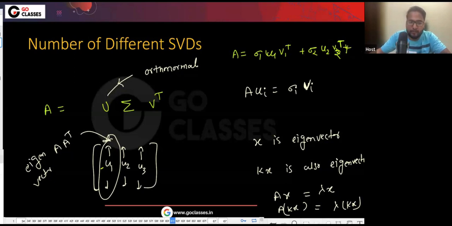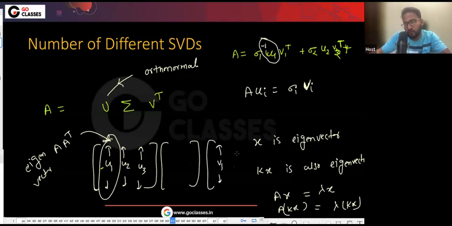So if you multiply -1 here, then to adjust this -1, you can multiply the same -1 with whom? Ultimately this will be adjusted with v1, right? Sigma also you can't do anything because sigma is not negative. So with v1 also you multiply by -1. Which means if you choose to multiply -1 here, then you can multiply -1 here also. Then this is also a valid SVD.